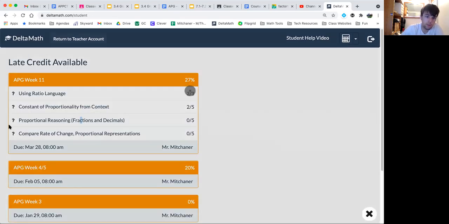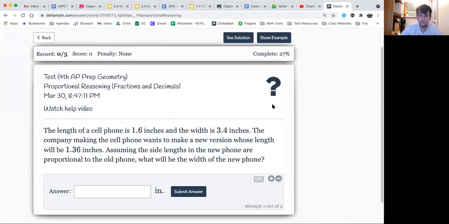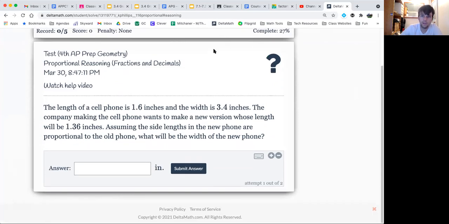All right, let's go ahead and move on to the next problem set, and do a couple of those as well. Proportional reasoning, fractions, and decimals. Okay, let's read this one carefully and make sure we understand it. The length of a cell phone is 1.6 inches and the width is 3.4 inches. So we've got a 1.6 by 3.4 inch cell phone.